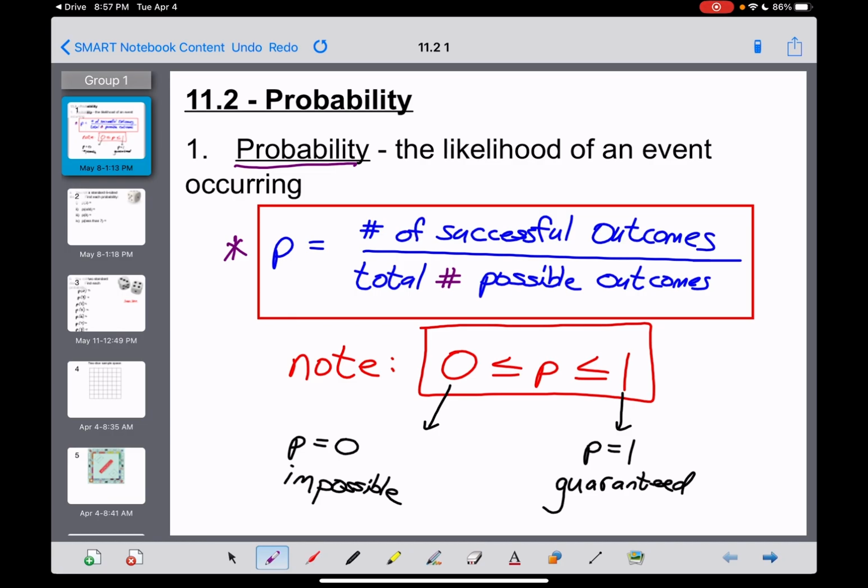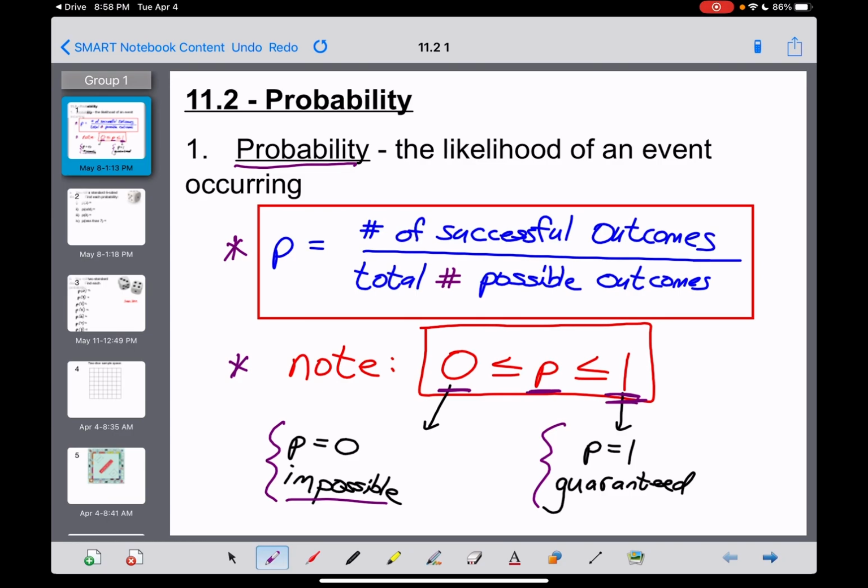Now, one little note to write here, because of the way we've defined this right here, your probability is always going to be a number that is in between 0 and 1. The smallest the probability can ever be is 0, and when that happens, that's what we call an impossible event. That's what a probability of 0 means. And the greatest number that your probability could ever be would be 1. And if your probability is 1, we say that that event is guaranteed. But most probabilities are going to be somewhere in between 0 and 1.